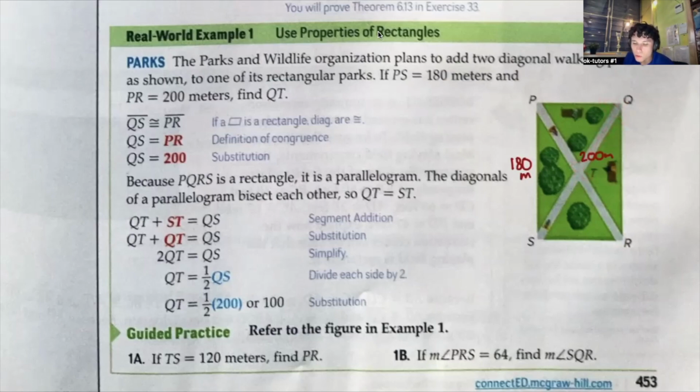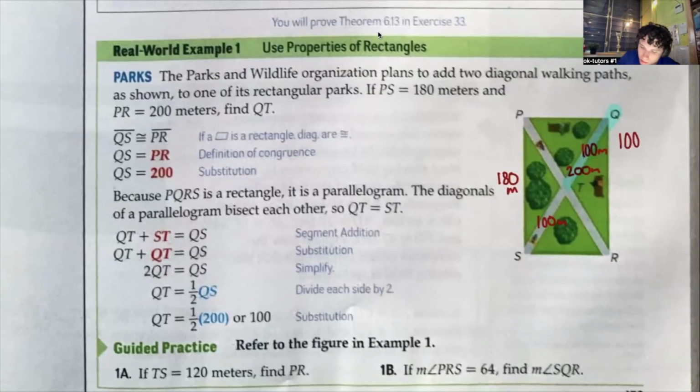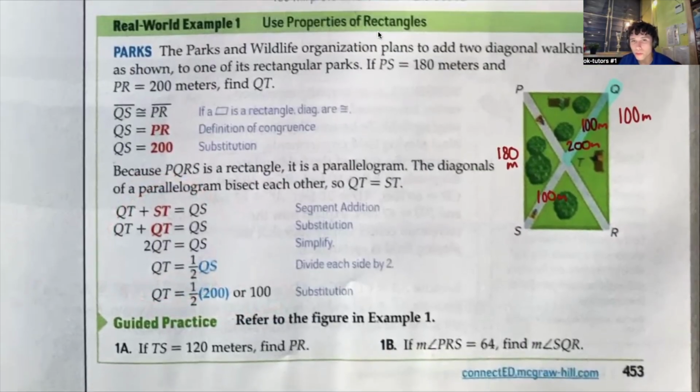Pretty easy. QS is the same thing as PR, so that means that this is also 200 meters. And if we want to find half of 200 meters, you just divide it by 2, because this is going to be 100 and this will also be 100. So the measurement of TQ, that's from here to here, is 100 meters, as shown right here. You just divide it by 2. It says another process, but that process is too hard. Now, let's refer to this figure in example 1.